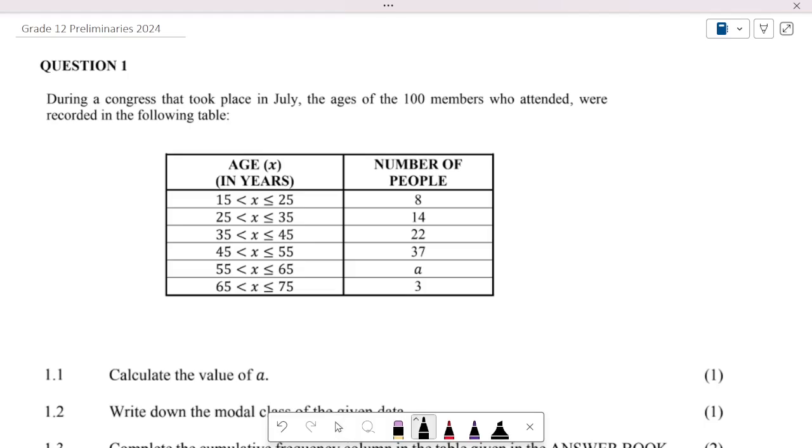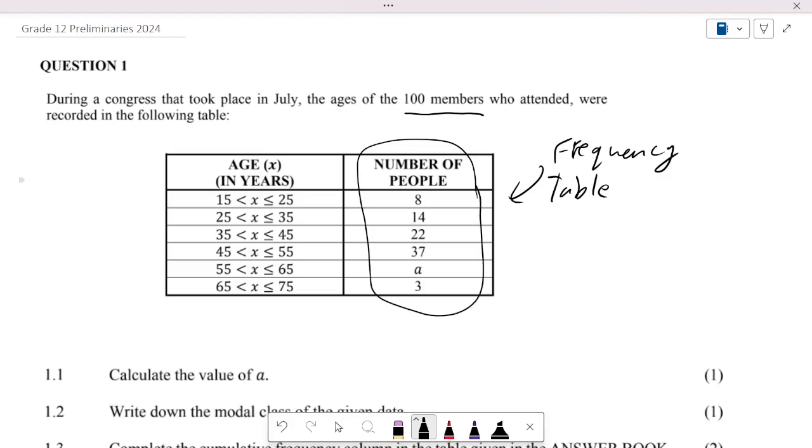So question 1 says the following. We are dealing with statistics. During a congress that took place in July, the month is not important, the ages of the 100 members who attended were recorded in the following table. So this is our frequency table. It includes the bin range of the data, and this is the frequency, the number within these certain ranges. So there are 8 people in the range of x between 15 and 25, 14 people between that, and so on and so forth.